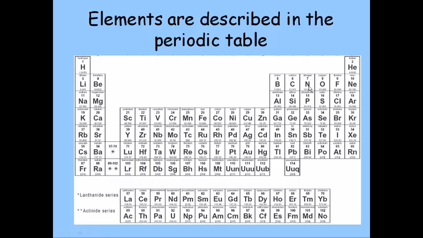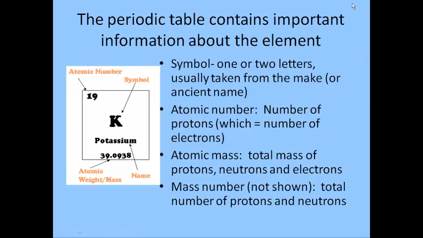So we've got nitrogen, oxygen, fluorine, neon, okay? And these are all organized by their characteristics, and you'll learn a lot more about that when you take chemistry next year. So, the periodic table contains very important information about the element, obviously. It's got its symbol. Here's K. And sometimes the symbol doesn't match the name. So in this case, K, it stands for potassium.